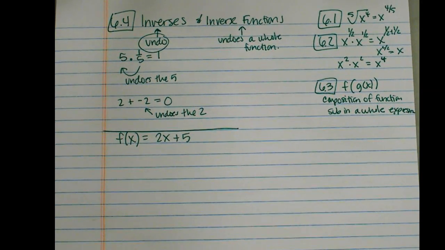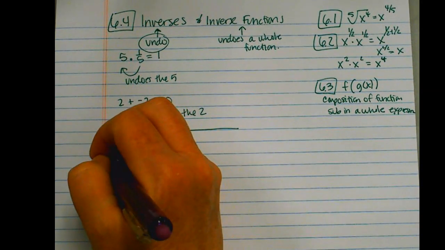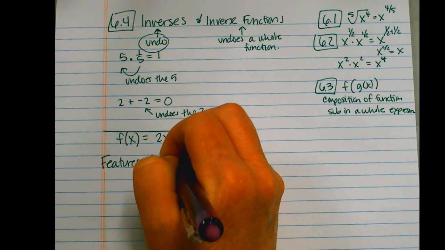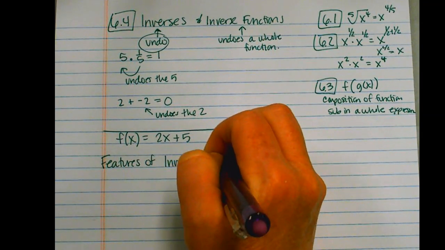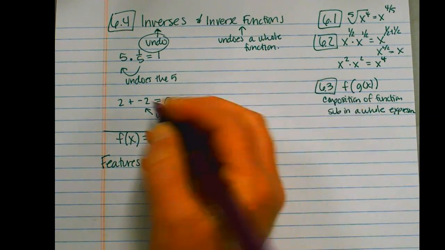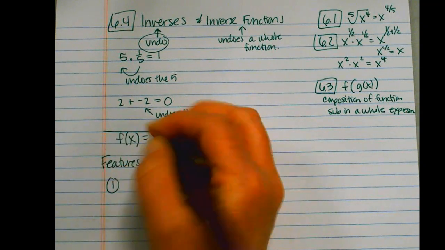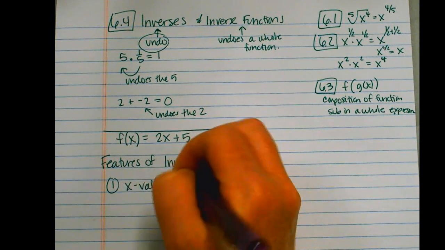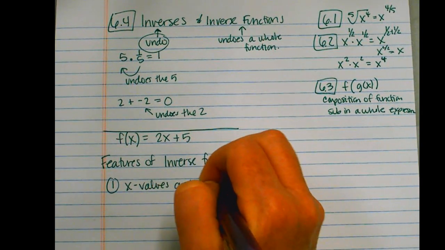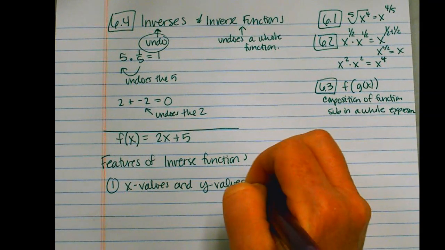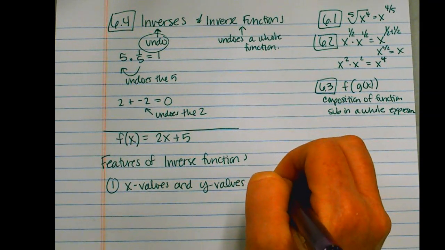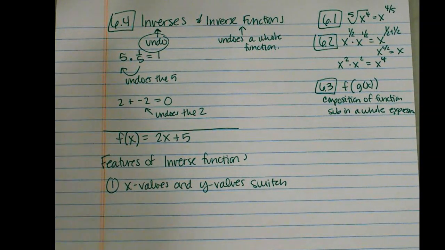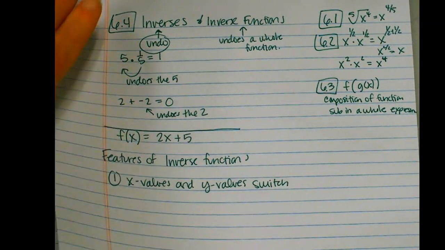So what I want to do is first make a list of features of inverse functions. The first one is the x values and the y values switch. And we're going to go through examples of all of these in just a second. But the x values and the y values switch.